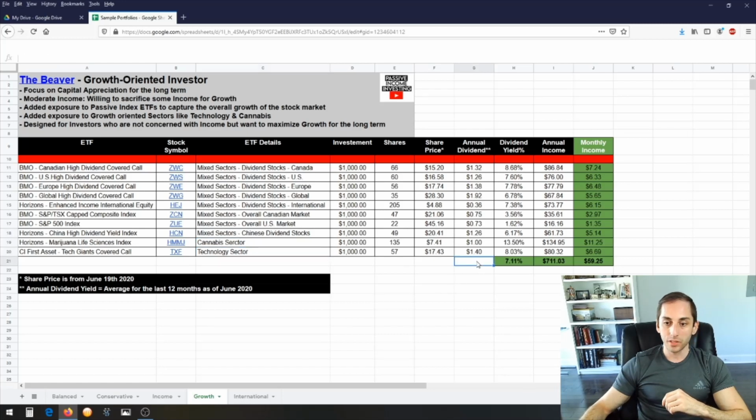So the average dividend yield is 7.11%, which gives you a monthly income of just under $60 with an investment of $10,000, which is pretty good.